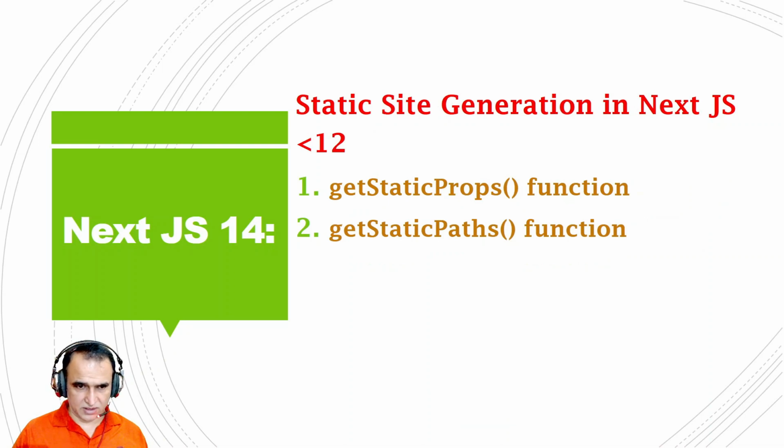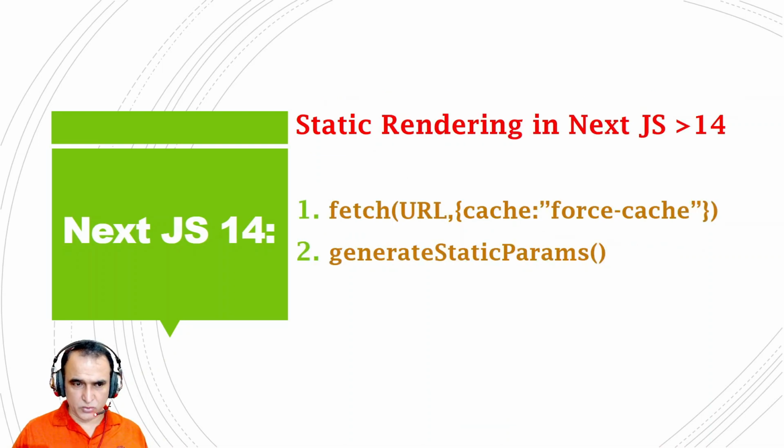Remember that. Now static rendering, which we call it in Next.js 14, because it was version 12 and less than 12, and from version 13 we can use static rendering, that is the new name of static site generation. For that we use the fetch function, and within the fetch function we provide some special properties like cache: force-cache. If we provide it, it means it is static site rendering, and with that we have to use generateStaticParams if we are dynamically generating a page by using a route param.